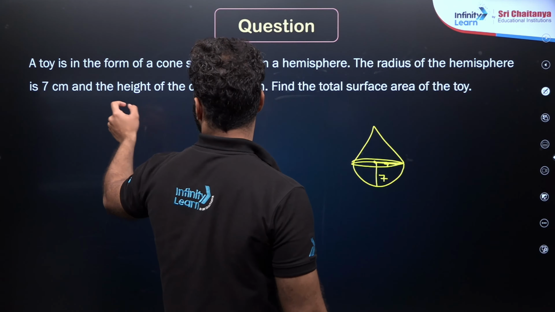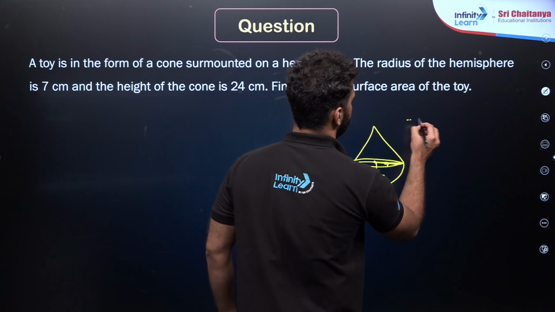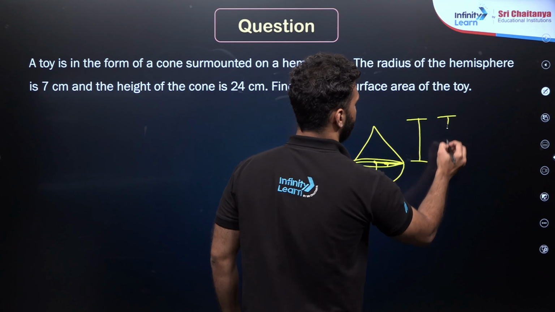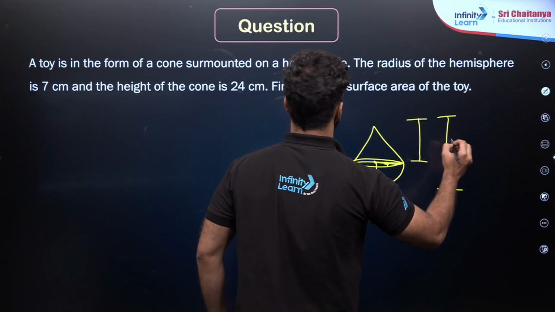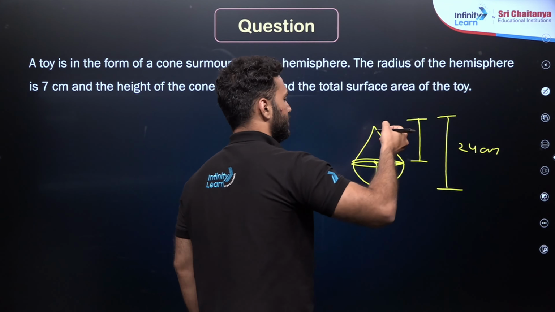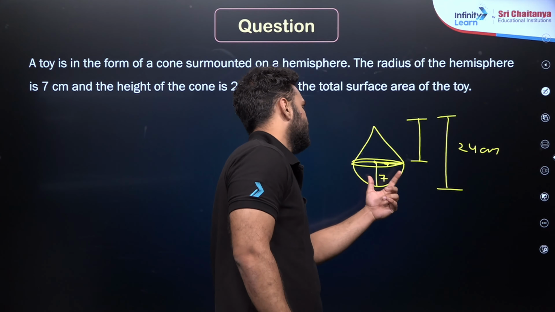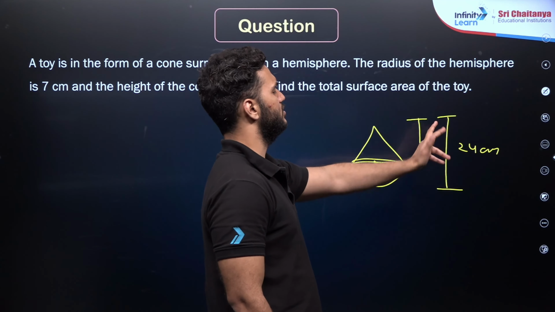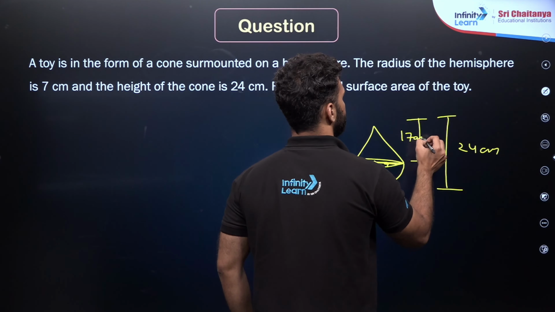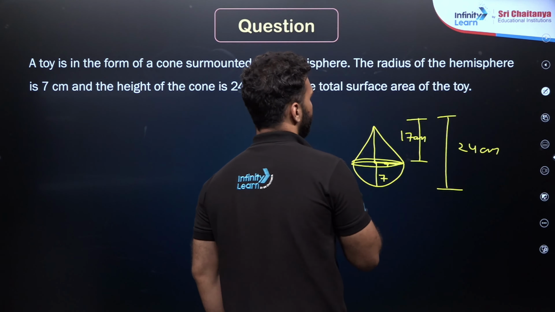Okay, next, and the height of the cone is only the cone height. Instead of this, let's take the whole total height of this toy as 24. It will make your question interesting. Now you have to find the height of this cone. How to find height? This is 7, this is 24, and just 24 minus 7, you will get 17. Cone height is 17.